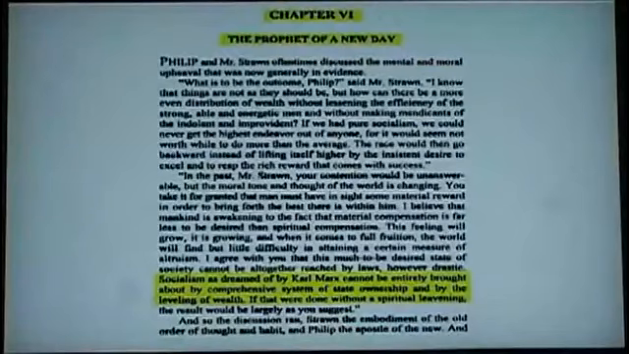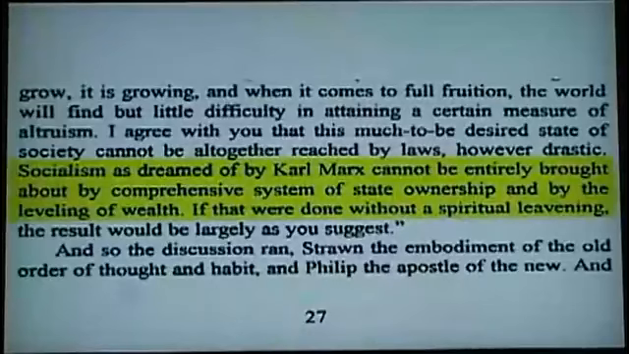And here he was talking, in this chapter, about socialism as dreamed of by Karl Marx. He said socialism as dreamed of by Karl Marx cannot be entirely brought about by a comprehensive system of state ownership and by the leveling of wealth. If that were done without spiritual leveling, the result would be largely as you suggest. So there has to be some kind of a spiritual matrix added into this communism.